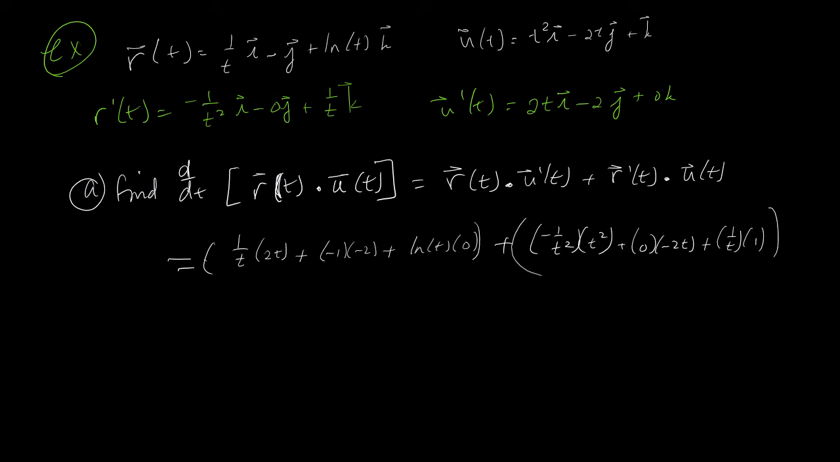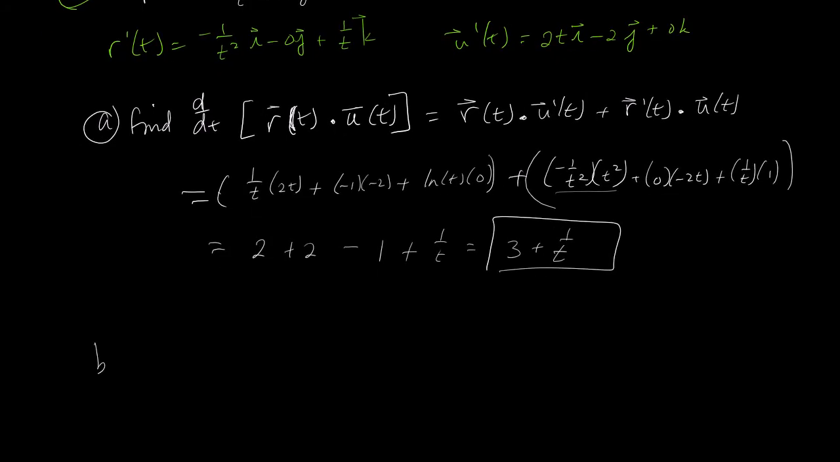So now we can simplify. So we get 2 plus 2 minus 1 here. The t squares will cancel one another. We know t is not equal to 0, so that's not an issue. Plus 0 plus 1 over t. So it looks like we're going to get 3 plus 1 over t. All right. Okay, next, part B.